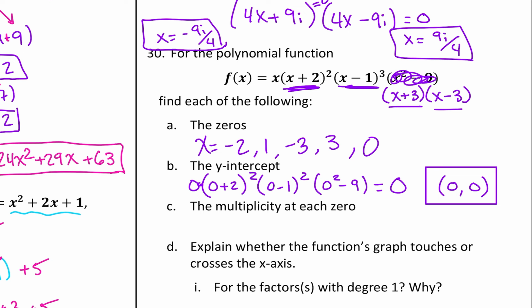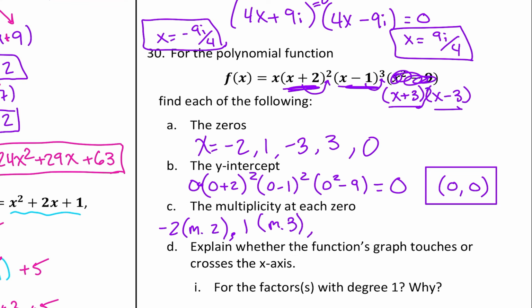Find the multiplicity of each 0. So we want to write each 0's multiplicity. So negative 2 has a multiplicity of, well, look right here at the exponents. Remember, the multiplicity comes from the exponent. So its multiplicity is 2. For the 1, we're going to look right here. The multiplicity is 3.